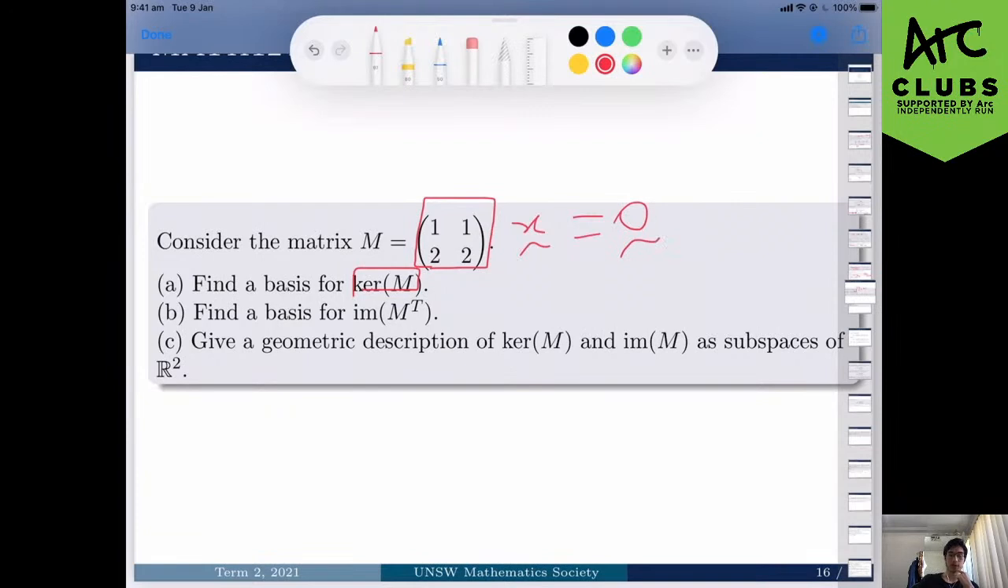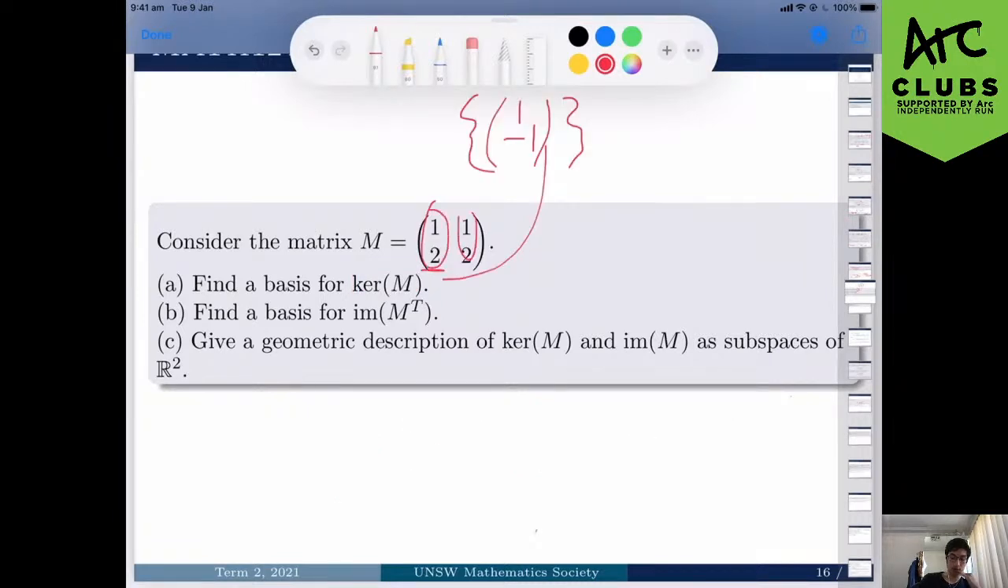And if we remember how matrix vector multiplication works, if we have 1, 2, this will just be vectors to be 0, then they just need to be opposites of each other, which is kind of obvious because it's the same vector. Nice. Okay.